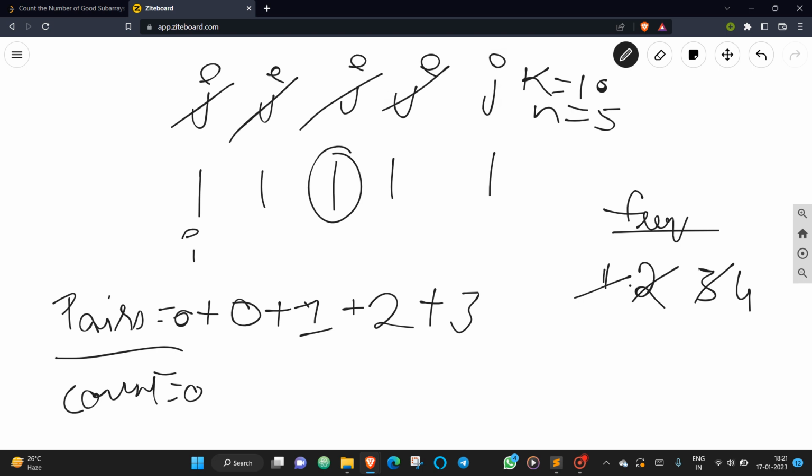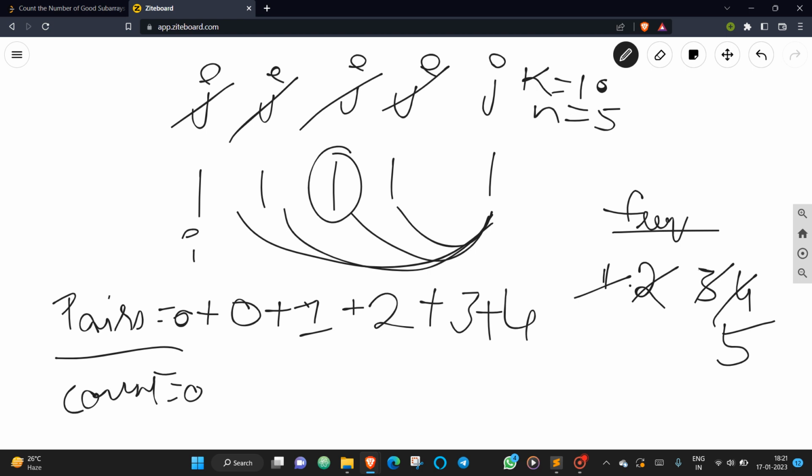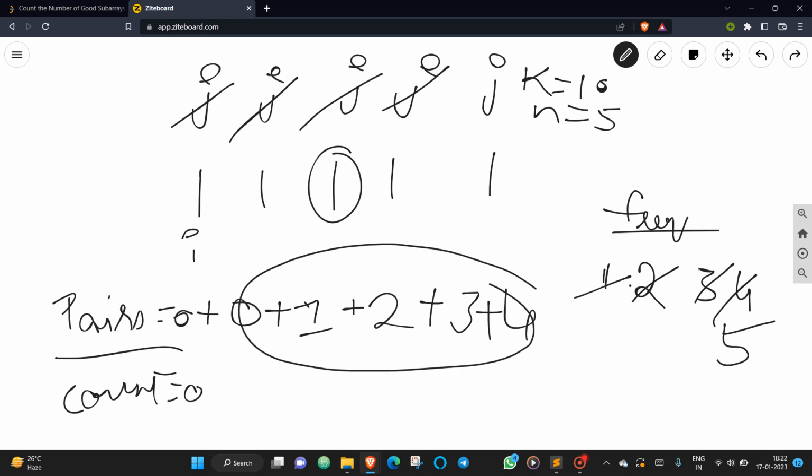You again increment your j to the next, and you again check, your frequency will become 5, and now you'll add four pairs to the total pairs, because it is forming 4 pairs with the previous ones. Now you can check the total is satisfying our k.